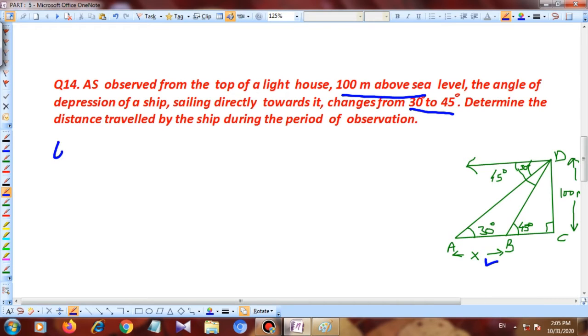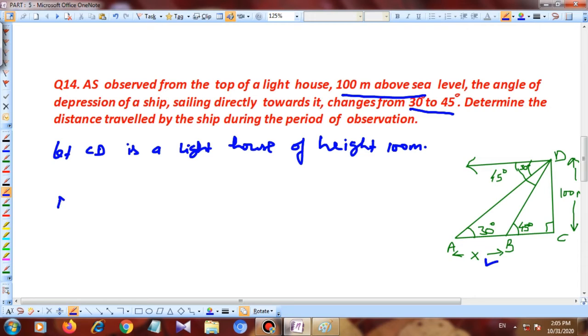So let CD be a lighthouse of height 100 meter, and the depressions are at A and B respectively 30 degrees and 45 degrees.